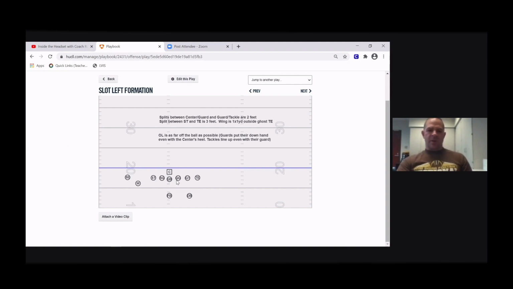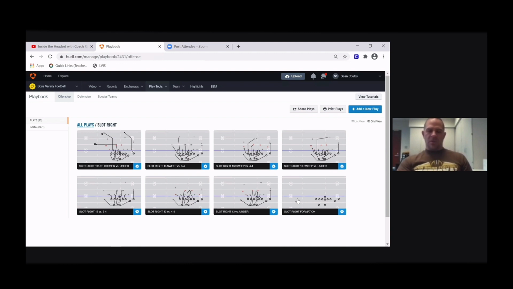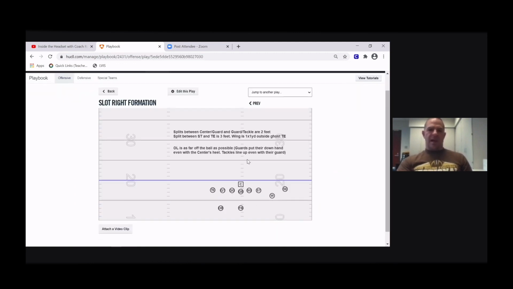Okay, slot left. So again, the quick side goes away from that call. And once again, that dive back is to the quick side. Okay, and then you have slot right as our final formation, which looks like this. Okay, slot right. Again, right tells the strong side to go to the call, and the quick side's going to go away from the call.